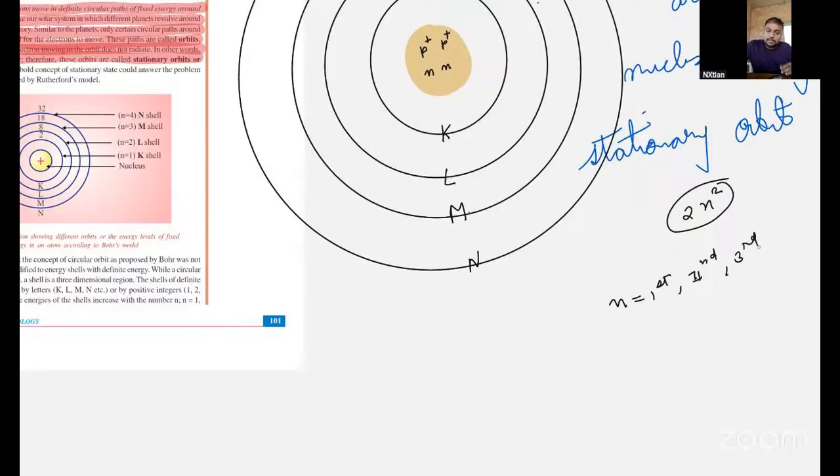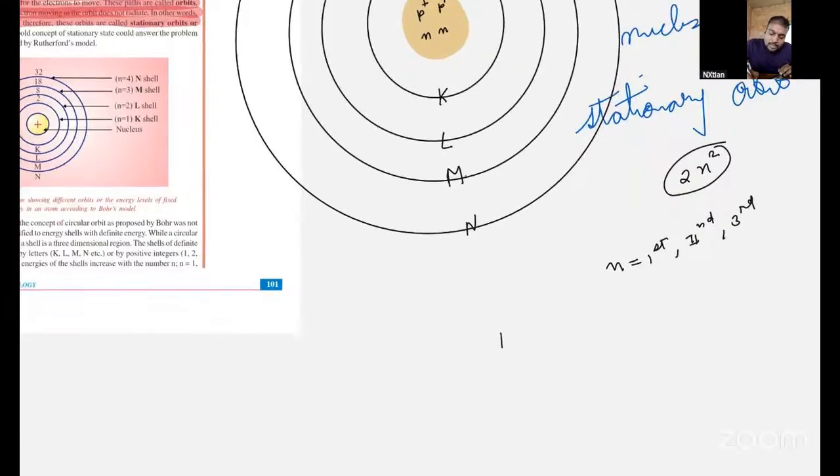So how will we solve this? Listen, if I talk about K shell, the formula is 2 into n square. Now K is the first shell. K is the first shell. So I will write the value of n as 1. Are you getting this? Say yes or no?